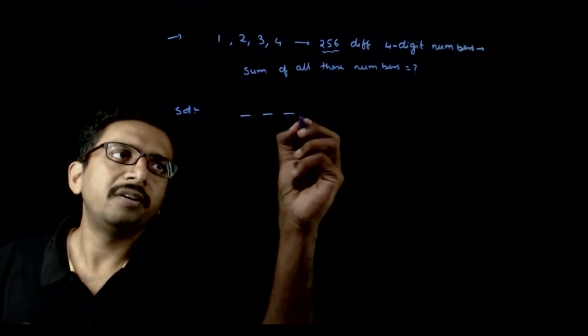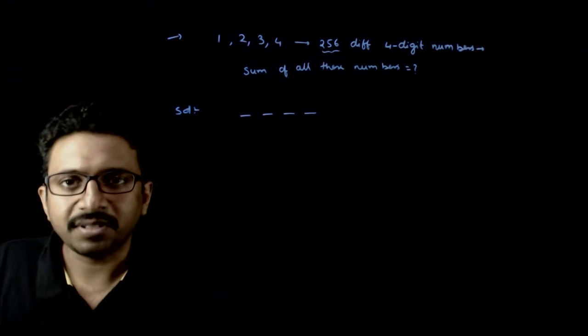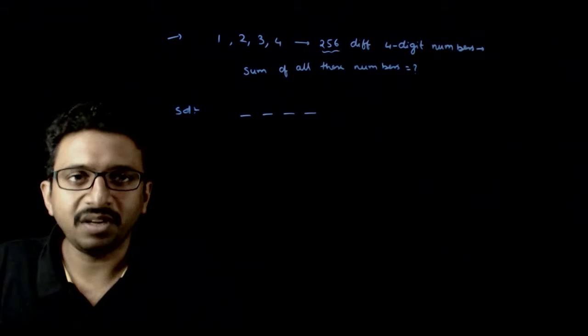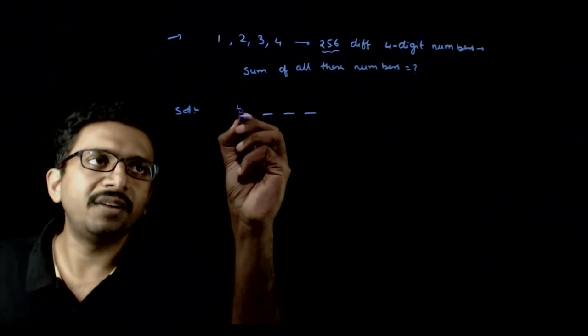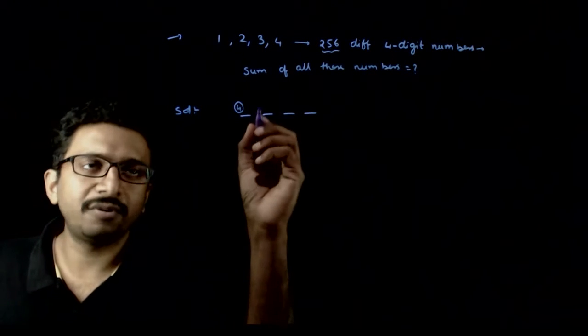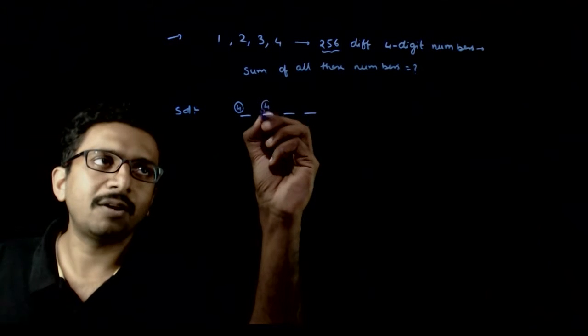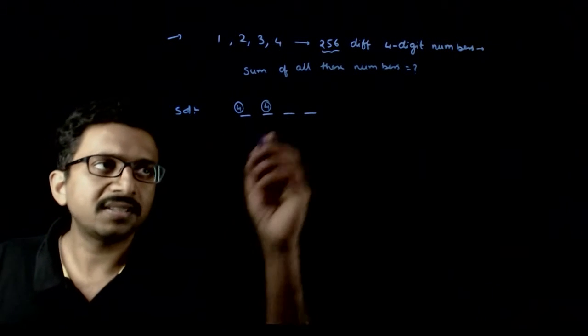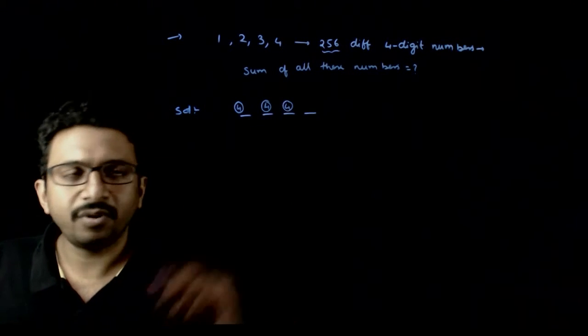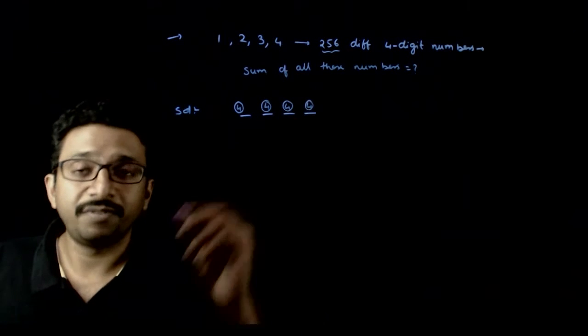If you write all the 4-digit numbers using the digits 1, 2, 3, 4, the first place can be filled in 4 ways by 1, 2, 3, 4, any number. The second place can also be filled in 4 ways. The third place can also be filled in 4 ways. The fourth place can also be filled in 4 ways.